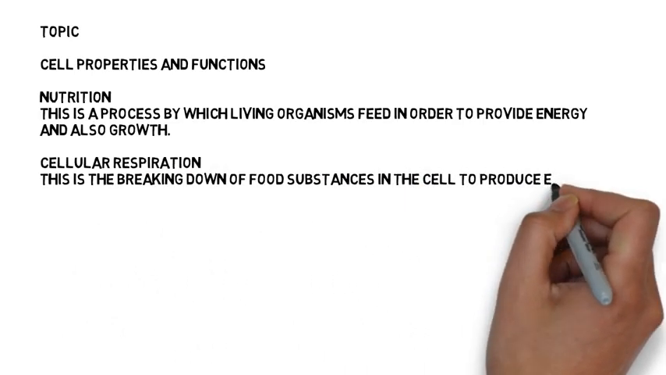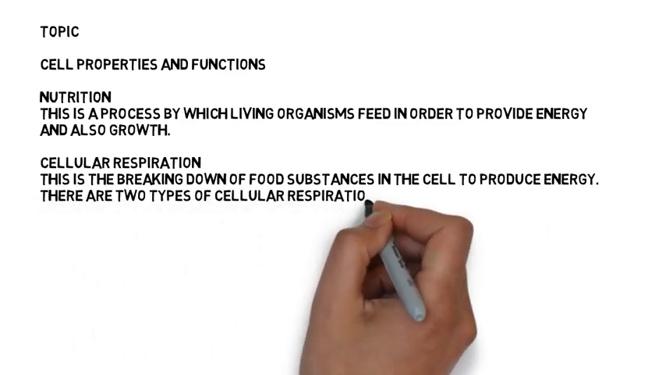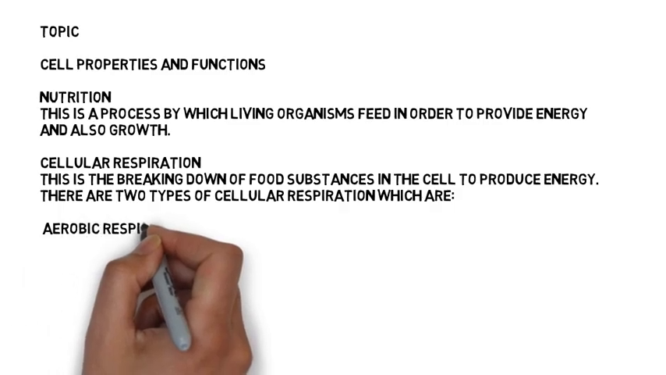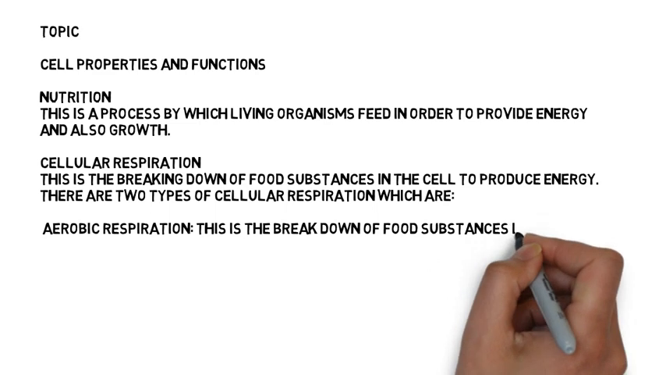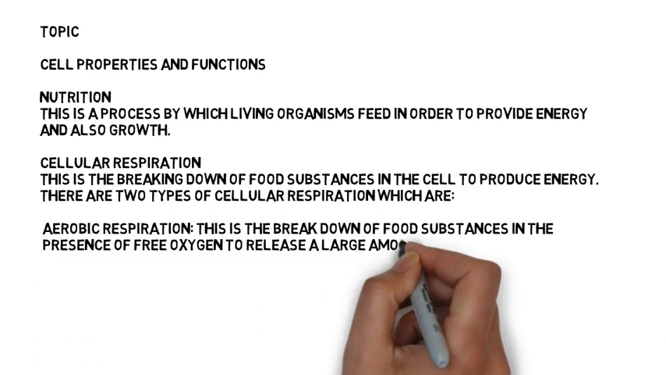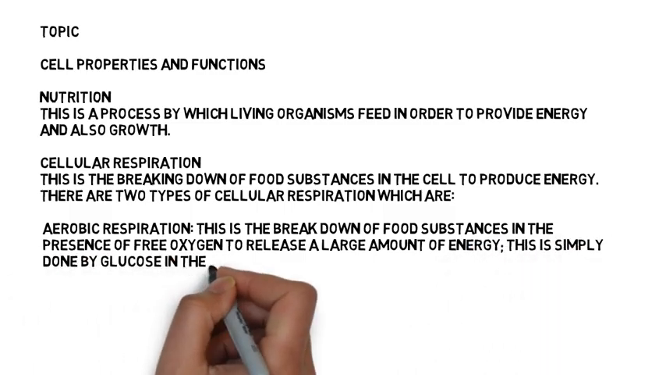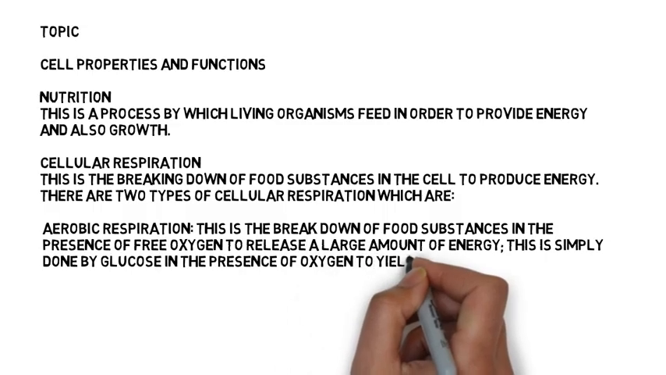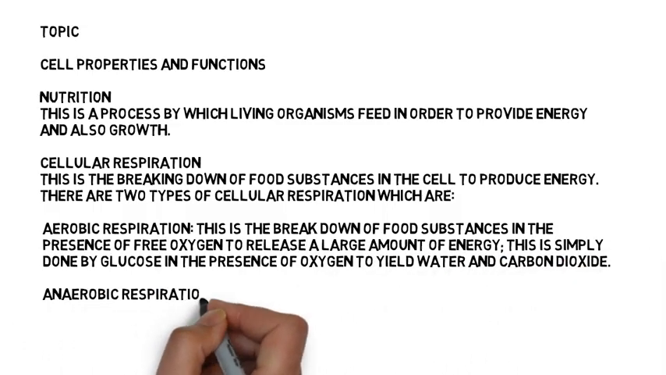2. Cellular respiration. This is the breaking down of food substances in the cell to produce energy. There are two types of cellular respiration. 1. Aerobic respiration. This is the breakdown of food substances in the presence of free oxygen to release a large amount of energy. This is simply done by glucose in the presence of oxygen to yield water and carbon dioxide.